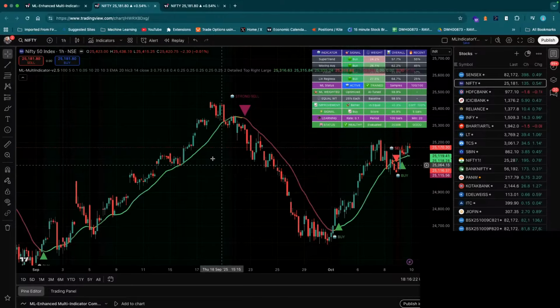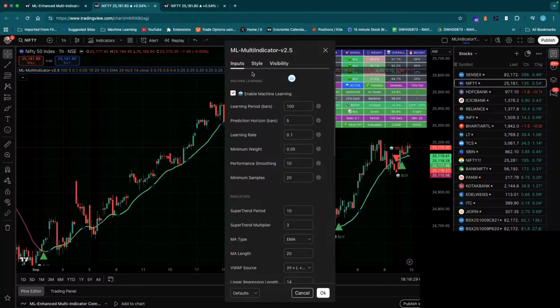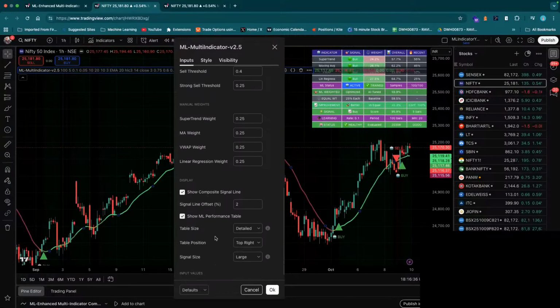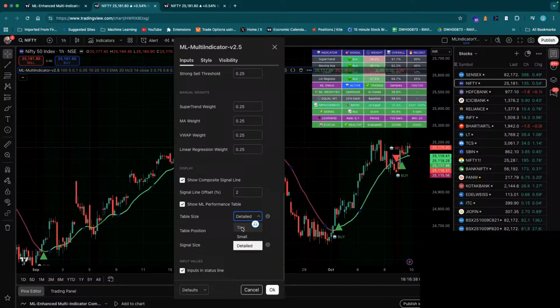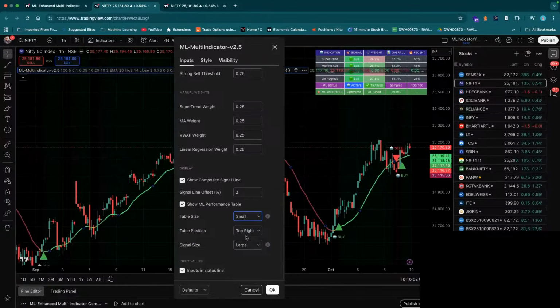All right. So first things first, once you get the indicator, there are a few housekeeping things that you need to know. A lot of people complain saying that this table is too big. So if you go to inputs and then come to, let's say, table size, you have the tiny, which has very few fields, as you can see there. And then you also have small, which has a little bit more fields, but the table is going to be a little bigger. And then finally, we have the detailed one.